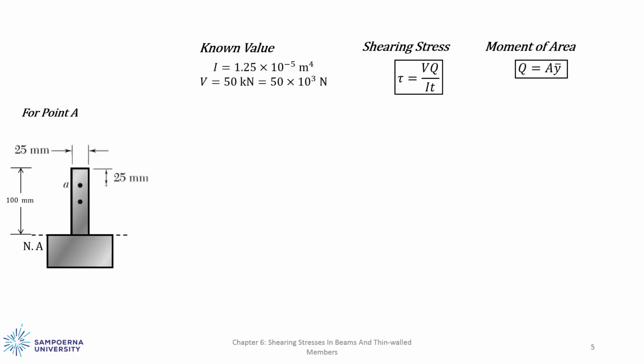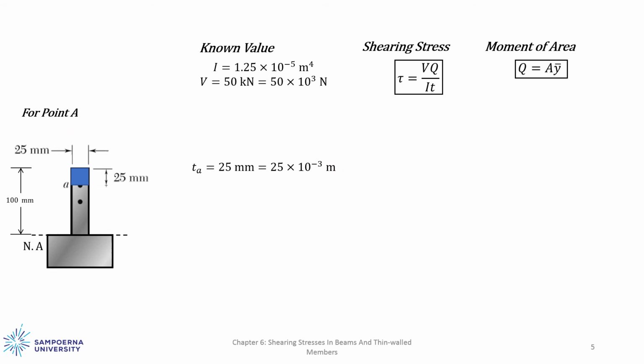Next, we can calculate the shear stress, starting with point A. Take the portion between the upper surface and point A. We already know V and I. We still need Q and T. T is the width. So here the width is 25 mm.